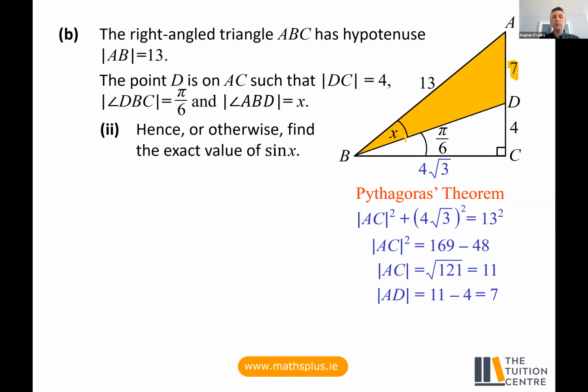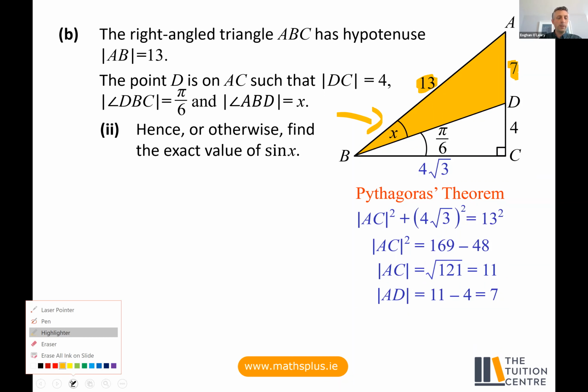I now have 3 bits of information for this triangle, one of which is the angle X. I still need one more bit of information to form an equation that will use either the sine rule or cosine rule. So I'm searching for one more piece of information here. What I can do is find this angle. So how can I find it?